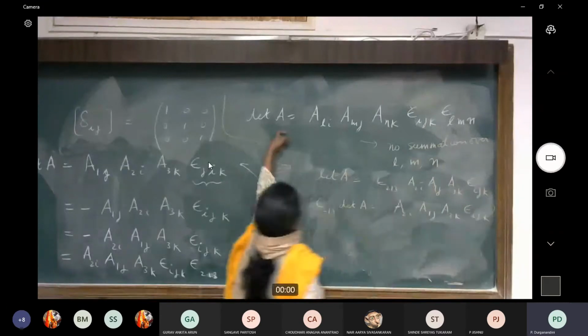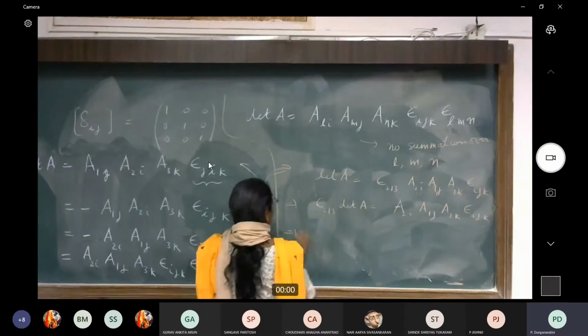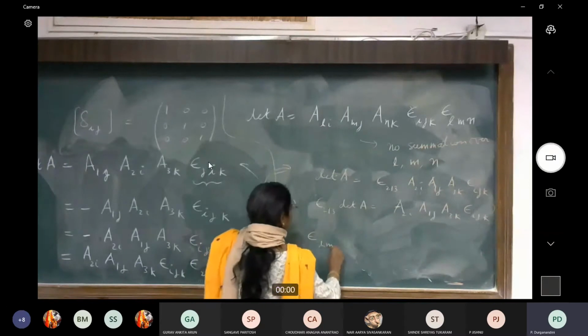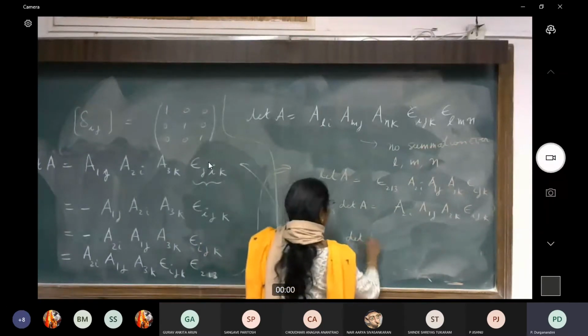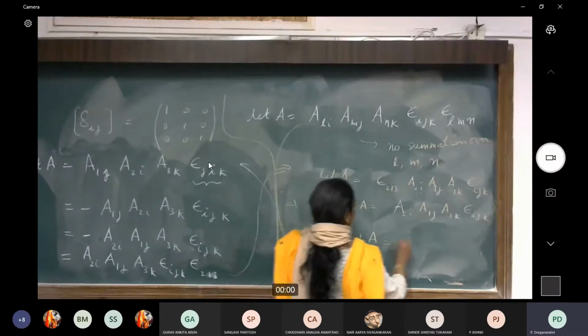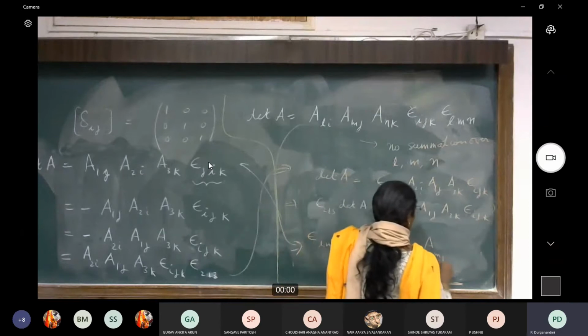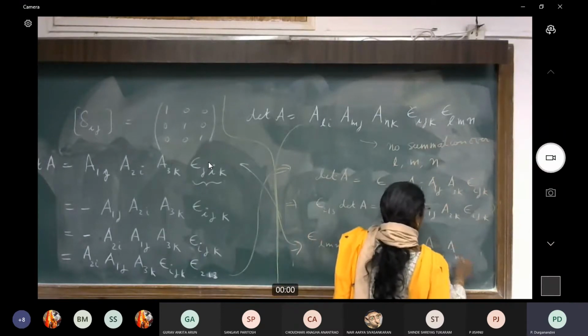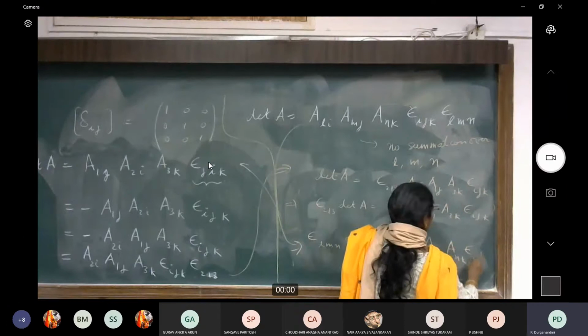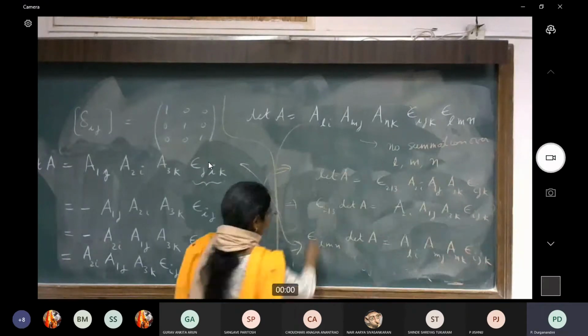So I do the same thing for this arbitrary epsilon element, and what I will get is epsilon LMN times determinant of A. So I'm doing from here now. So this implies this is equal to A_Li, A_Mj, A_Nk, epsilon ijk. Okay. So most generally we have this identity.